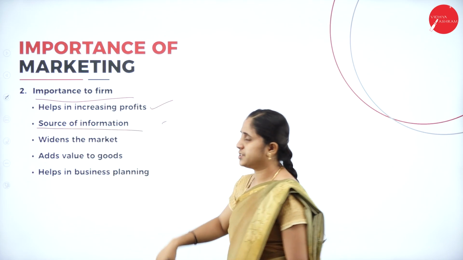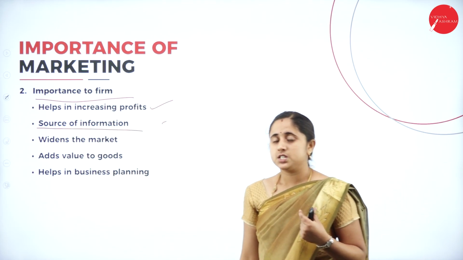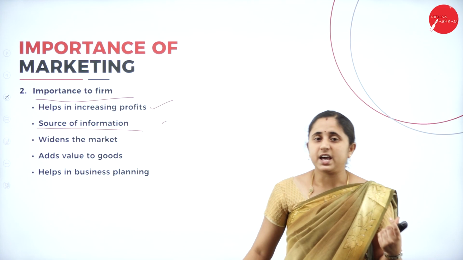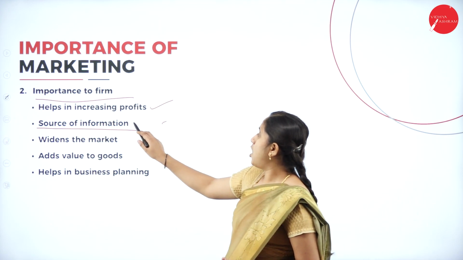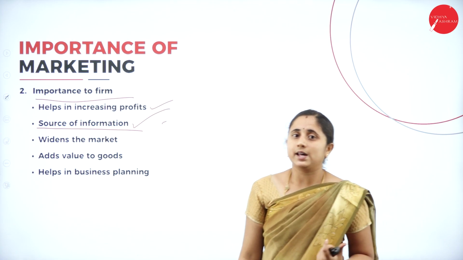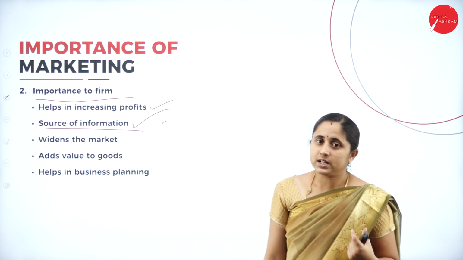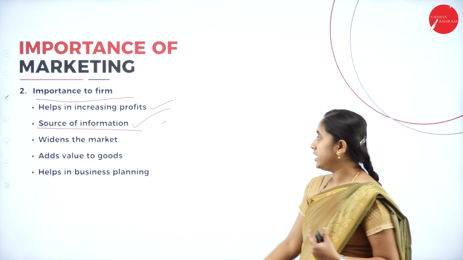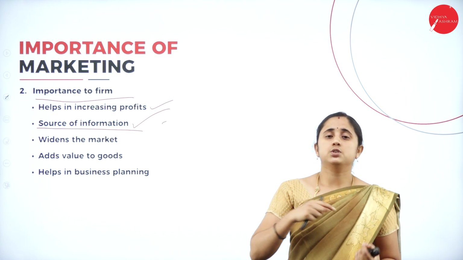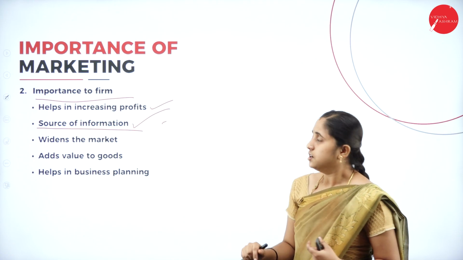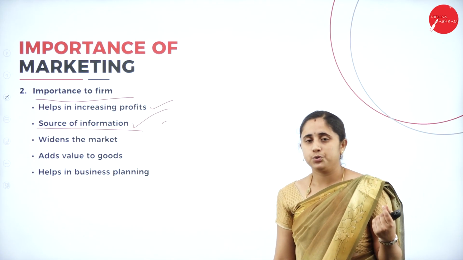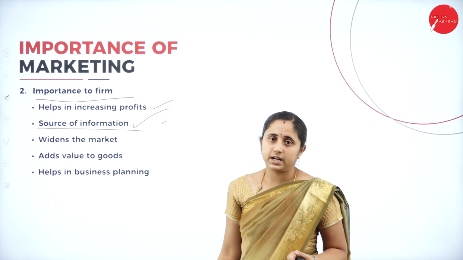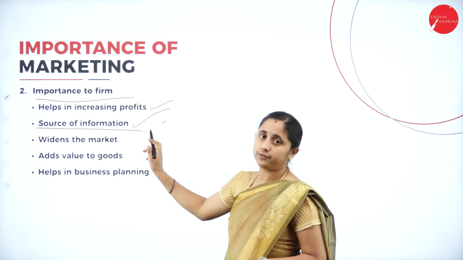Next, source of information. Marketing is a source of information. Under marketing, you will collect information from the government as well as from the market. So you will get all the information relating to the market. It helps in making a decision or marketing strategy. Marketing gives all the information relating to the market, that means the customer taste, the government rules and regulations, economic conditions and the demand. All the information you will get from the marketing process. So it is a source of information.